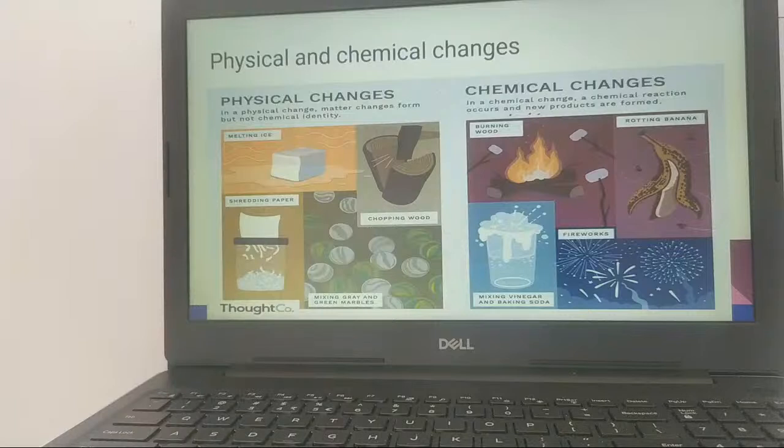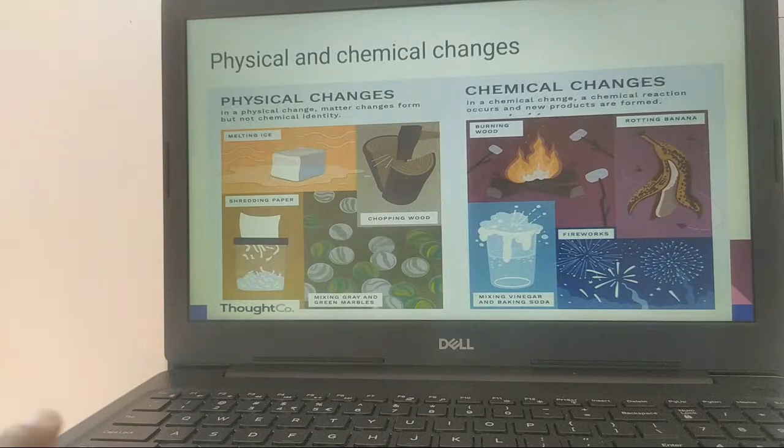In the first case, melting of ice, the ice is changing into liquid form, that is water. In chopping of wood, wood is chopped down into smaller pieces. The shape may be changed. The original substance, wood, will remain the same. In shredding of paper, you can see there are small bits of paper, but when it is shredded into small bits, it is not changing into a new substance. The paper is remaining the same. It's paper only.